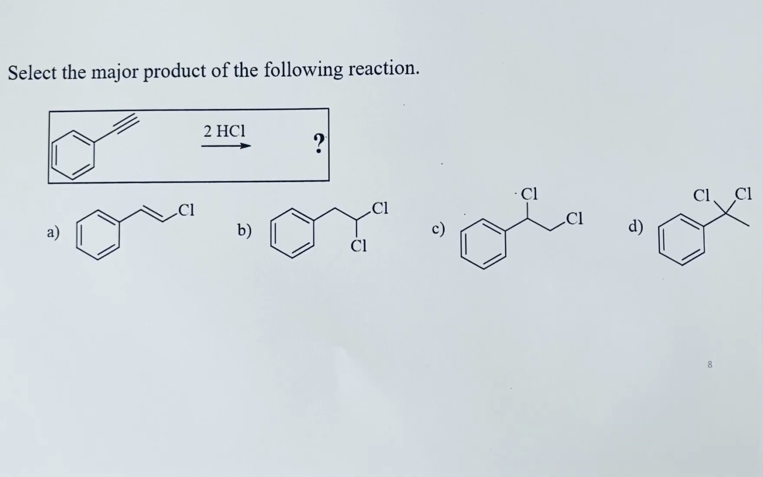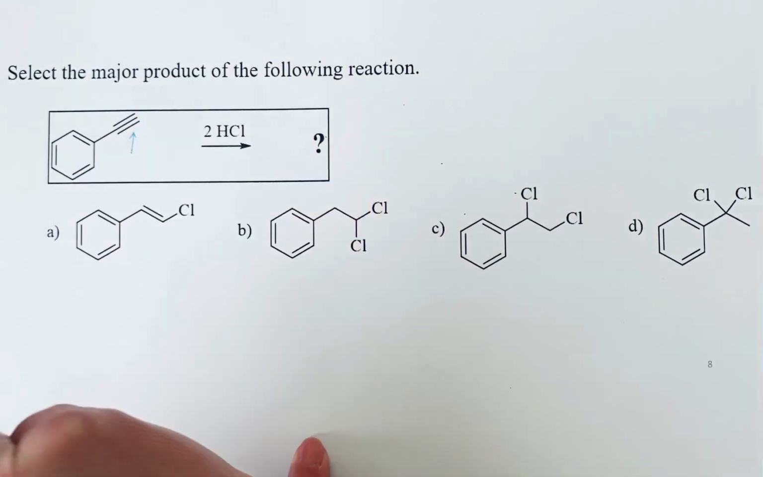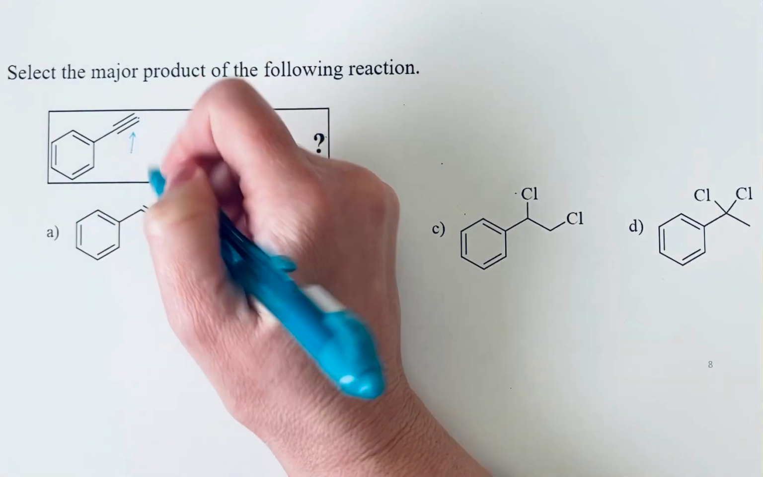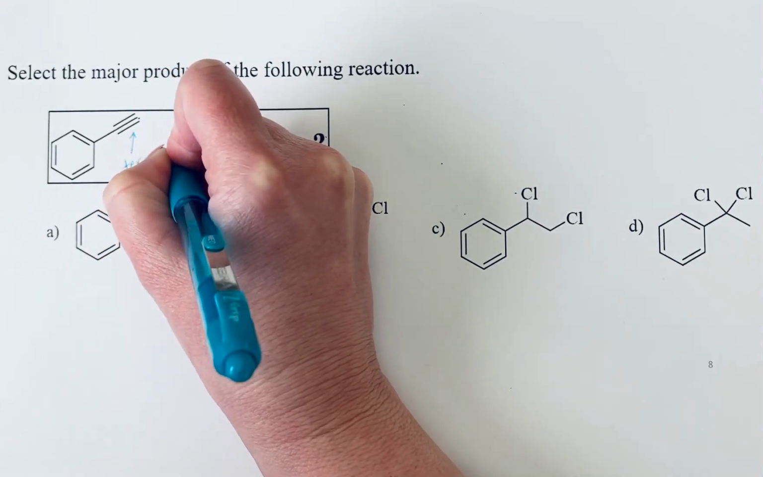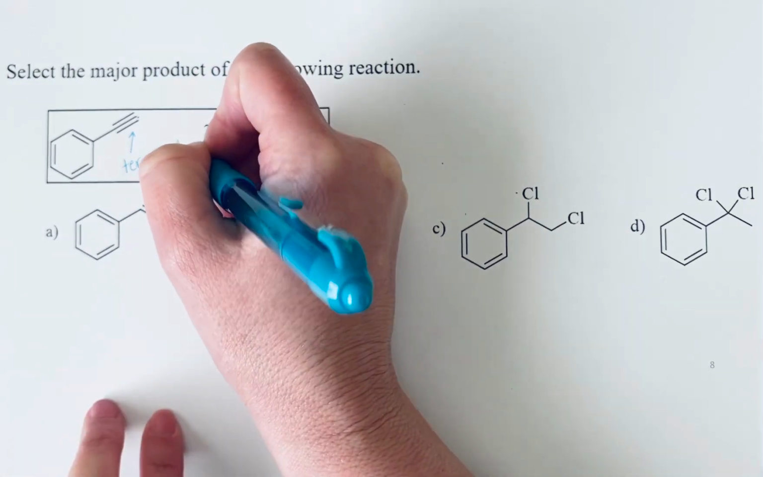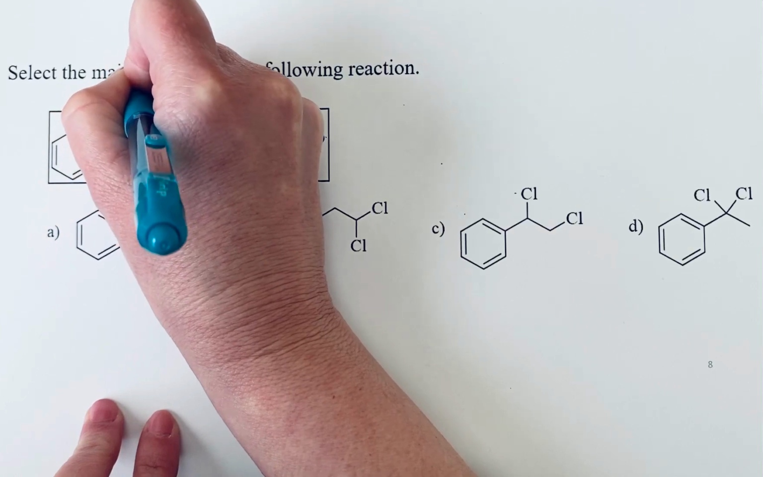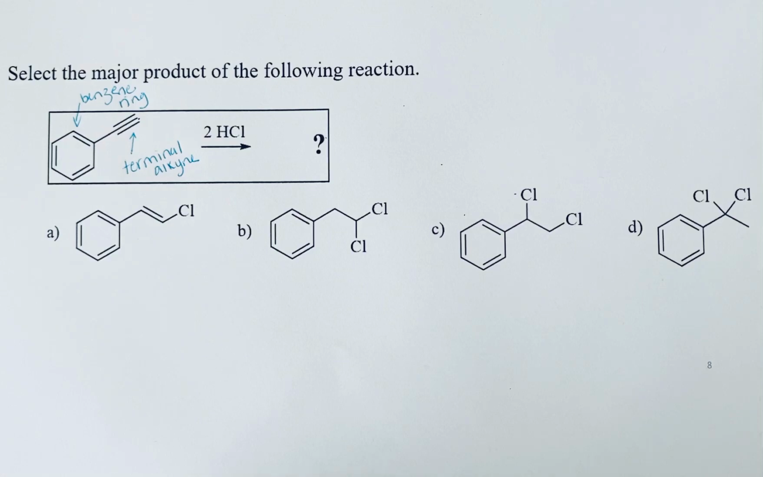Select the major product of the following reaction. If we look at the starting material for this reaction, we see that we have an alkyne, and specifically this is an alkyne that is at the end of a chain, so this is what we call a terminal alkyne. And we also have a benzene ring. And what we are reacting this with is 2 equivalents of hydrochloric acid.